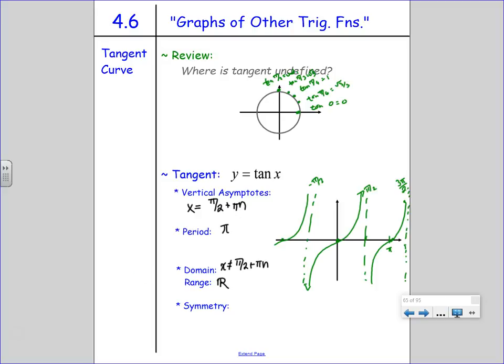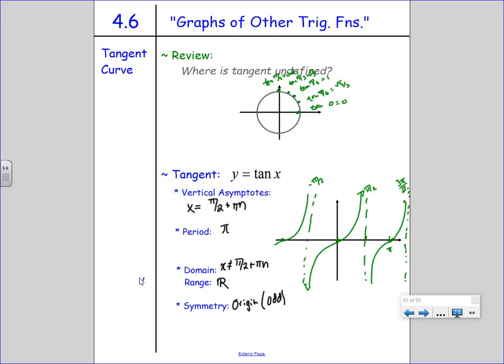And symmetry, what symmetry do you guys see? Even? No. Remember that one? Origin symmetry, yeah. Another word for origin symmetry, do you remember what that was called? To be odd. Here's a question. Because it's being flipped over and down, right? Over and down. Do you think tangent can be shifted, stretched, compressed too?